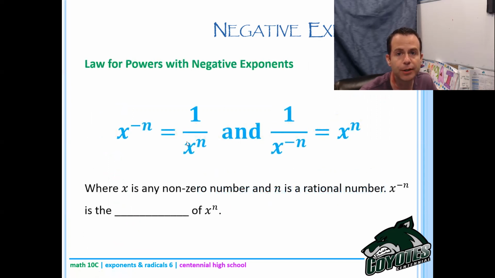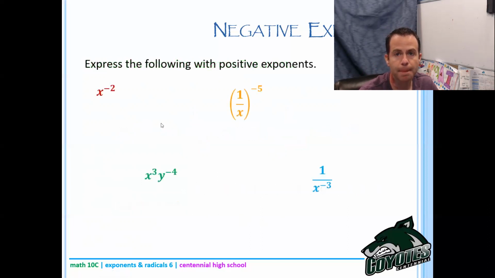So here is the algebraic law. x to the negative n will equal 1 over x to the n. So what happens is the x will flip to 1 over x, and we take the reciprocal of it as the mathematical term there, and then it's to the positive exponent instead of to the negative exponent. And likewise, 1 over x to the negative n would give me x to the n, where x is any non-zero number and n is a rational number. x to the negative n is the reciprocal of x to the n, okay?